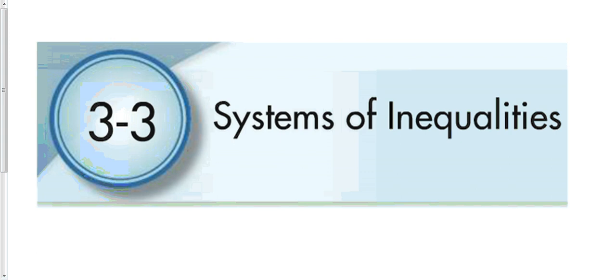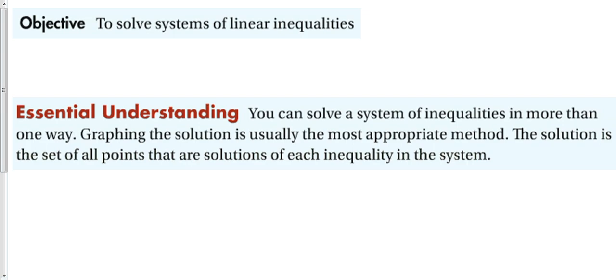3-3, systems of inequalities. Previously, when we talked about systems of equalities, we were looking for a point where two lines intersect. Now, if you recall graphing a two-variable inequality, we have to graph some sort of region. With a system of inequalities, we want to figure out where those two regions overlap. So our objective is to solve a system of linear inequalities.